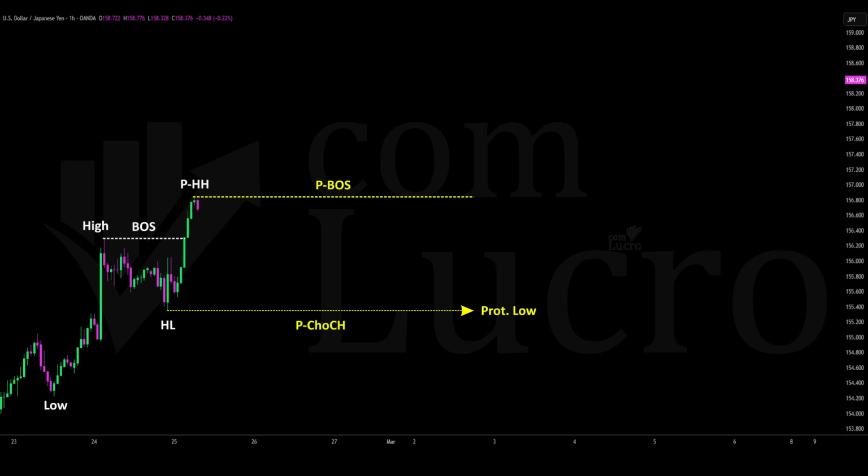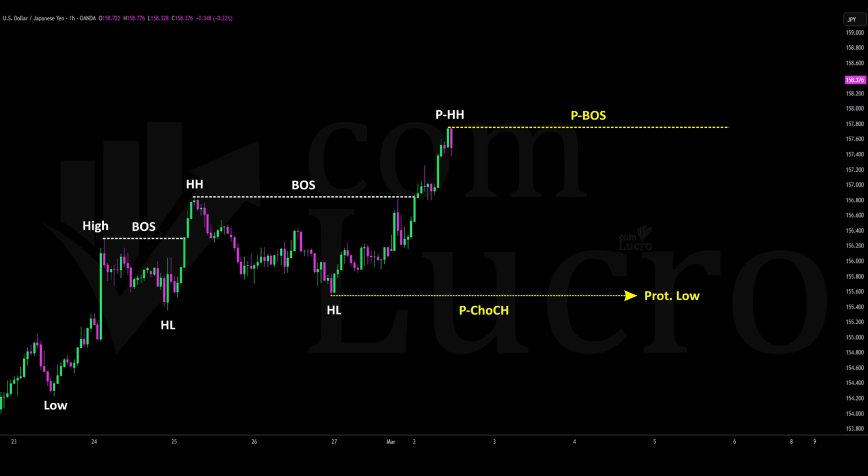The directional bias remains bullish as long as price continues trading above the protected low. So now let us continue playing the chart forward. At this stage, we can see that price produced many fluctuations and unstable movements, but eventually managed to break above the previous high and create a fresh structure.